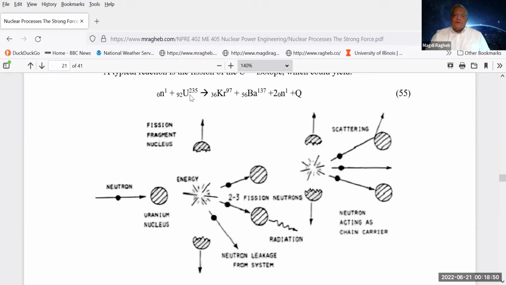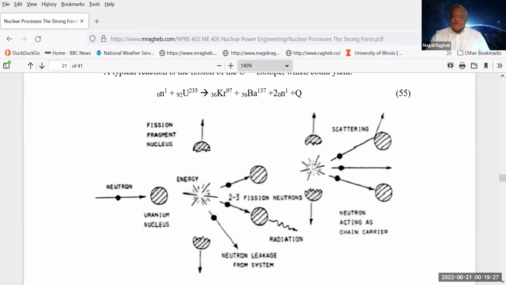You notice here the atomic number 0 plus 92 should be equal to 36 plus 56. And the mass number 1 plus 235 should be equal to 97 plus 137. Plus, in the process, 2 to 3 neutrons are emitted. One of them leaks out of the system. One of them is absorbed in another nucleus of uranium and emits some gamma radiation. And the third one, if it's 3 here instead of 2, can fission another nucleus.